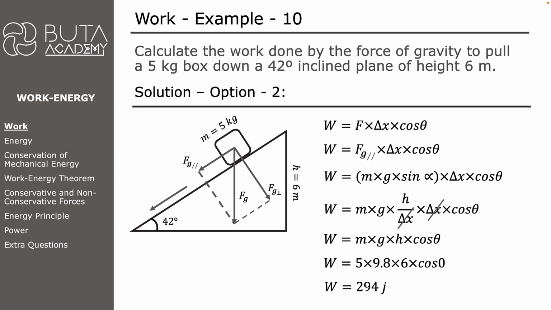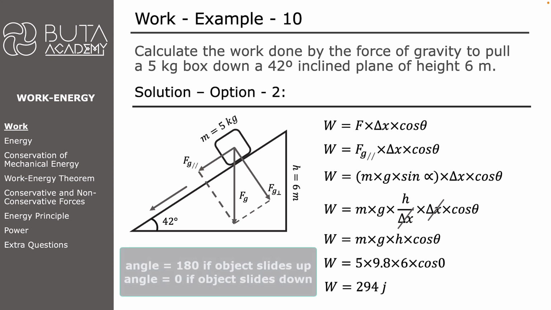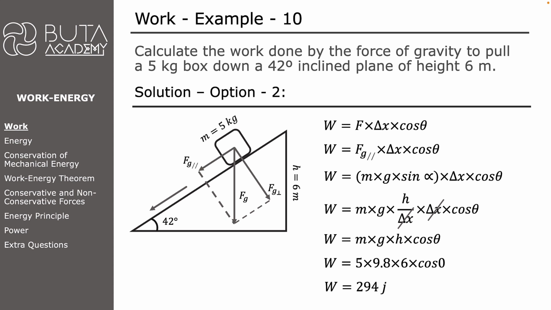Gravity always pulls downwards. Therefore, theta will equal 180 degrees if the item slides up and 0 if it slides down. In this video, we learned how to calculate how much work the force of gravity is doing to move an object along an incline. Up to this point, we have calculated the work done by individual forces. We will discuss how to calculate the work done by 2 or more forces in the following part.